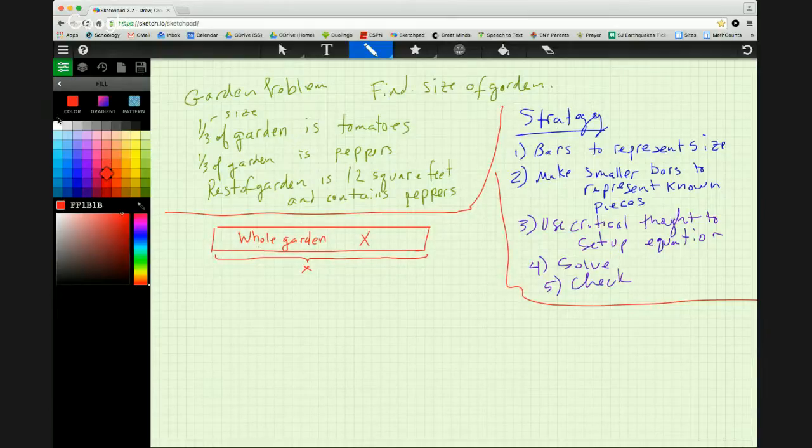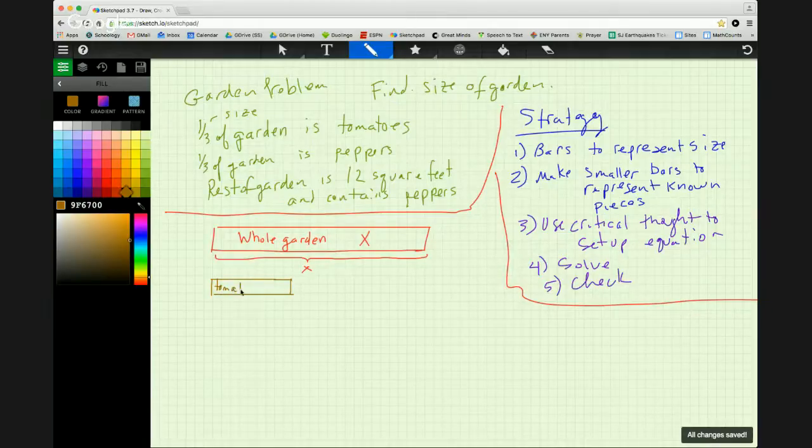So what do we know? I'm going to draw the next one in a different color. We know that 1/3 of the garden, now we're going to use some fractions, 1/3 of this garden. And we're going to draw it in relative size, about 1/3 of this. It doesn't have to be exact. That's 1/3 of the garden. So if this whole thing is X, then this would be 1/3 of the X is tomatoes. So this will be our tomatoes.